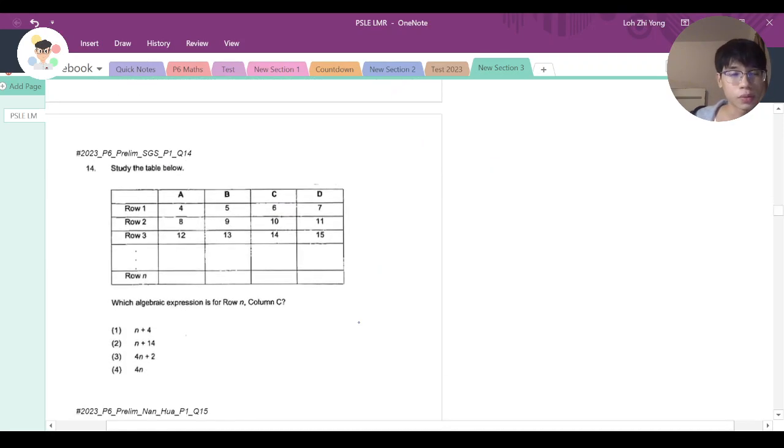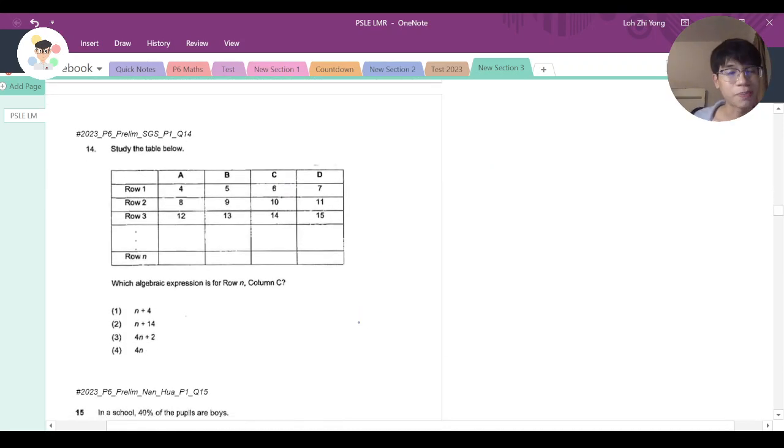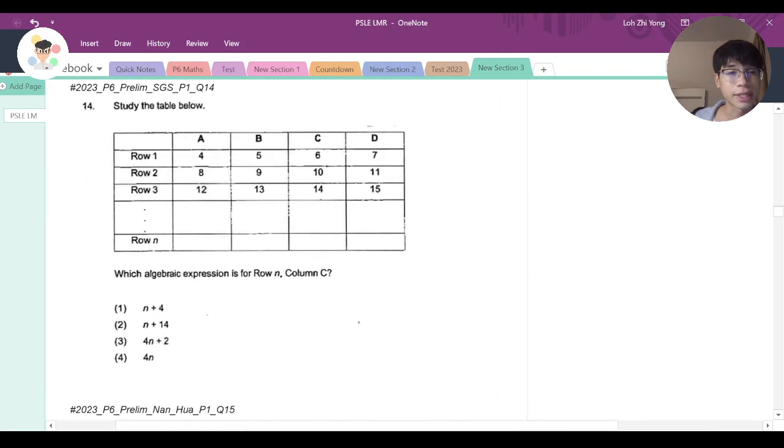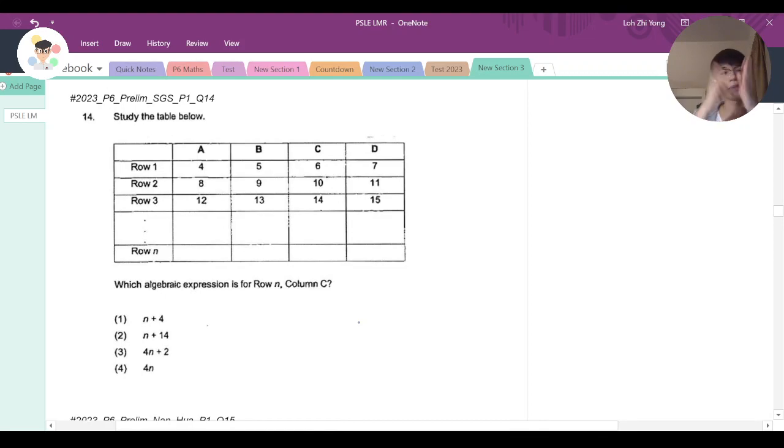Question 2, or actually SGS paper 1, question number 14. So this question here says to study the table below. So we are given A, B, C, D as columns, and rows 1, 2, 3, and so on. So the question now asks the algebraic expression for row n, column C. So basically it's column C, row n, which is here.